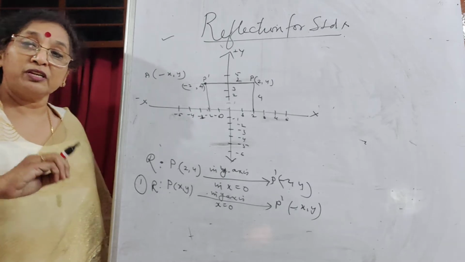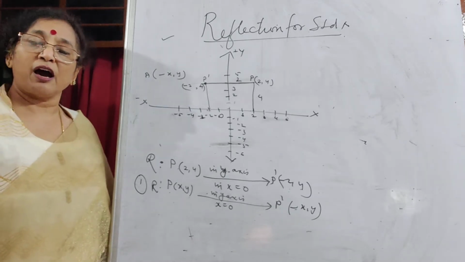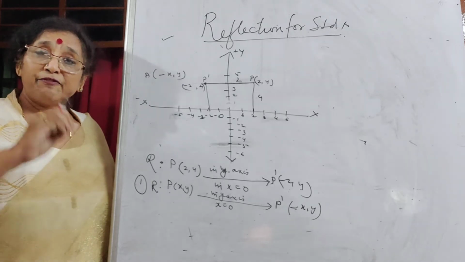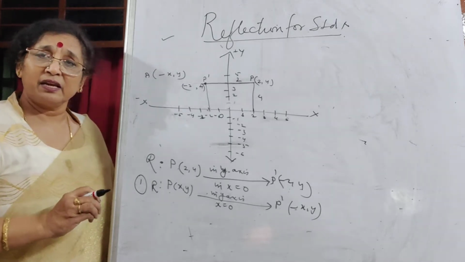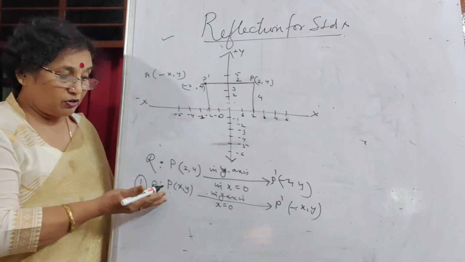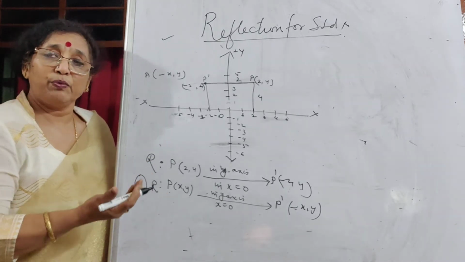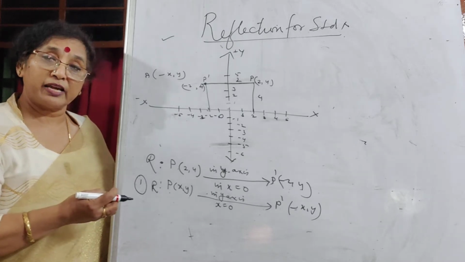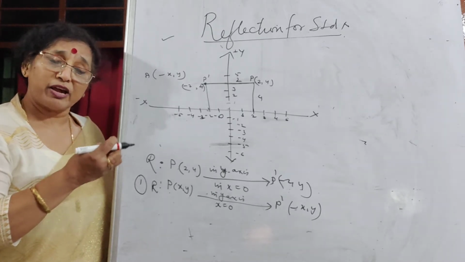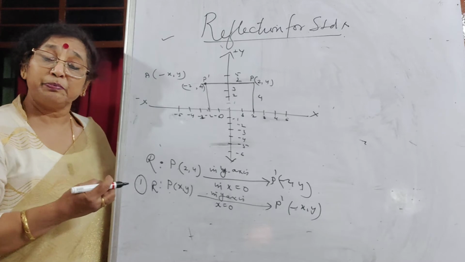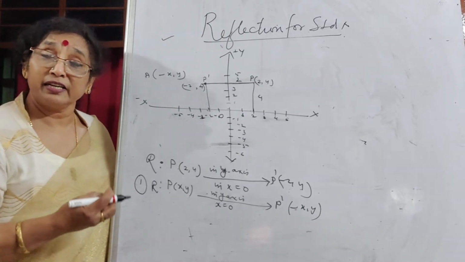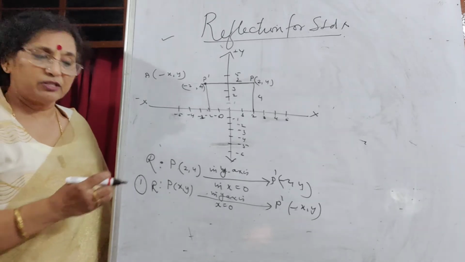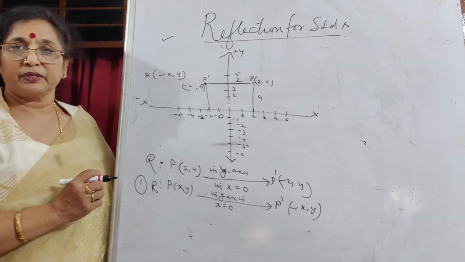If nothing is mentioned in a question like: find P dash, Q dash, R dash, where PQR is a triangle, and find its reflection in the x-axis, definitely you will use only the formula, which is faster. Why will you waste time? But if it says show the triangle PQR and its image P dash, Q dash, R dash when reflected in the x-axis, show graphically, then you have to do it graphically.